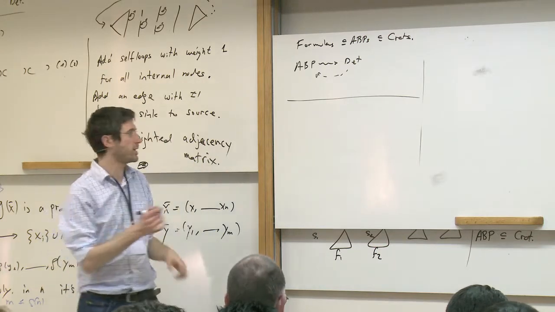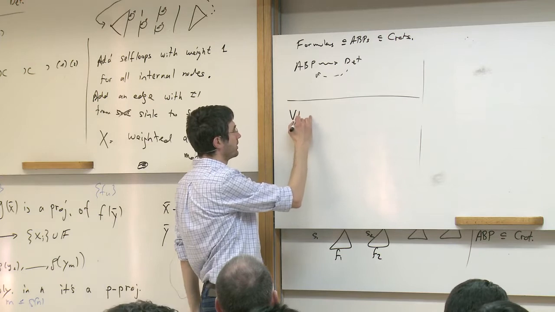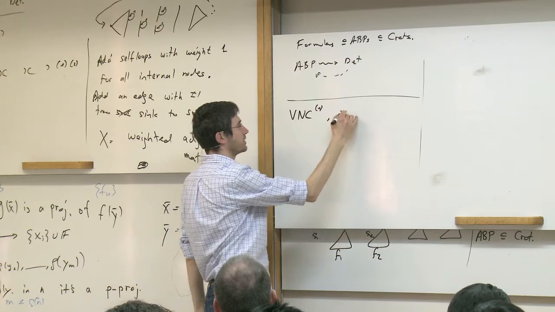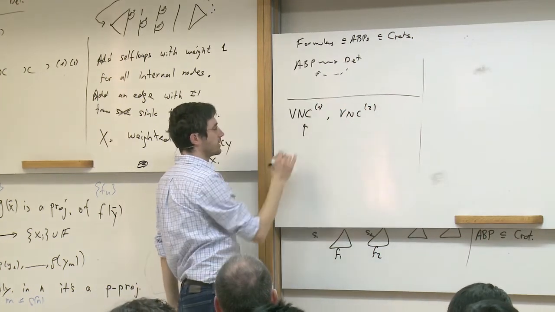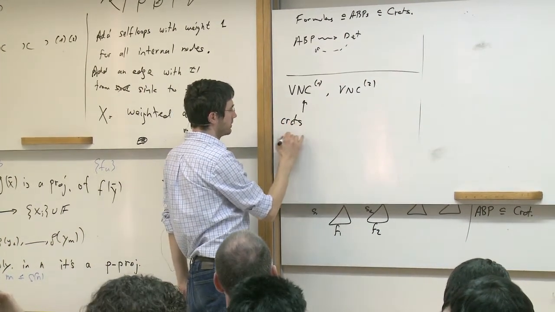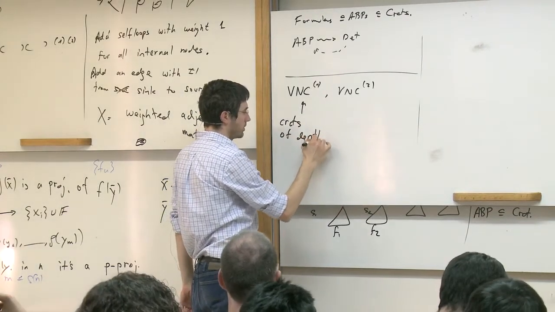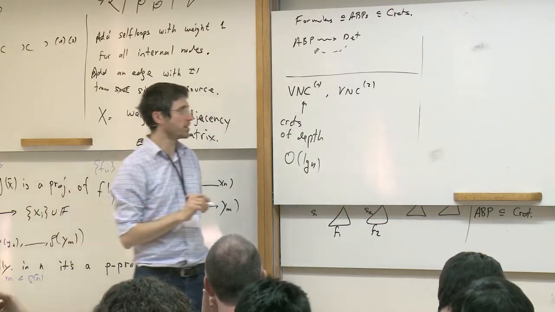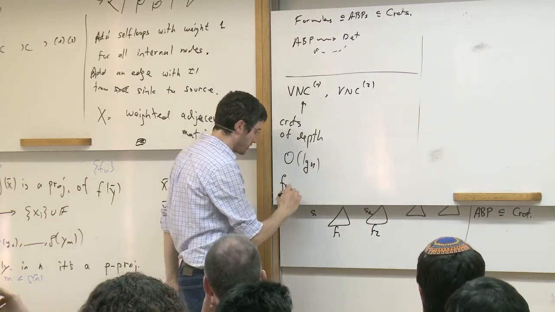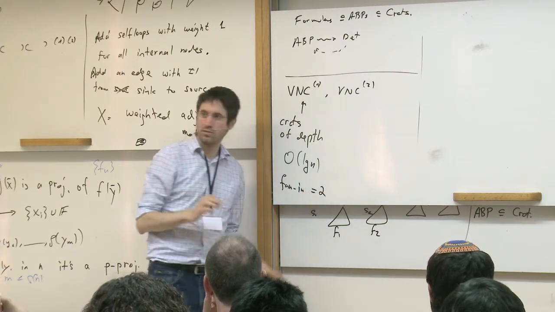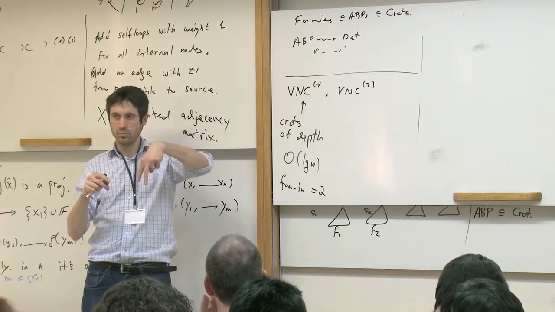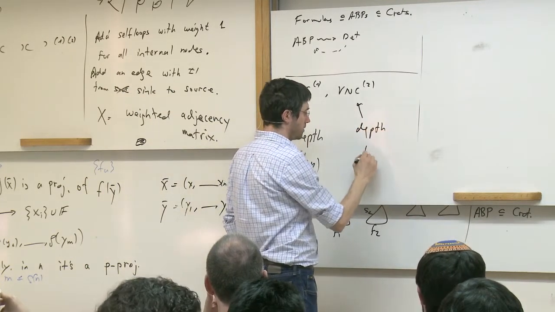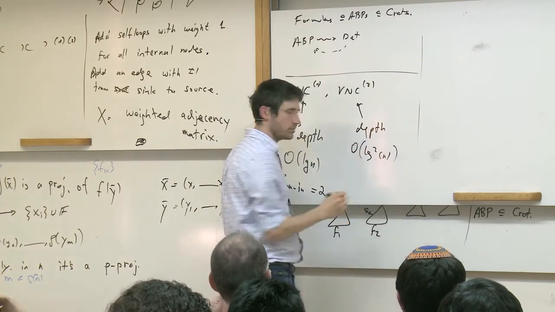So let's define also the classes of VNC. Let's say VNC1 and VNC2. So these are circuits of depth O of log n. So you have n variables, and the depth of the circuit is logarithmic, and fanin 2. So when we speak about NC, we allow only fanin 2, okay? And these are going to be depth log square n, okay?